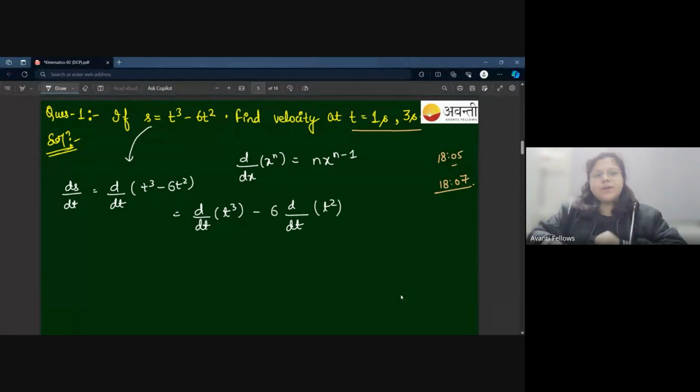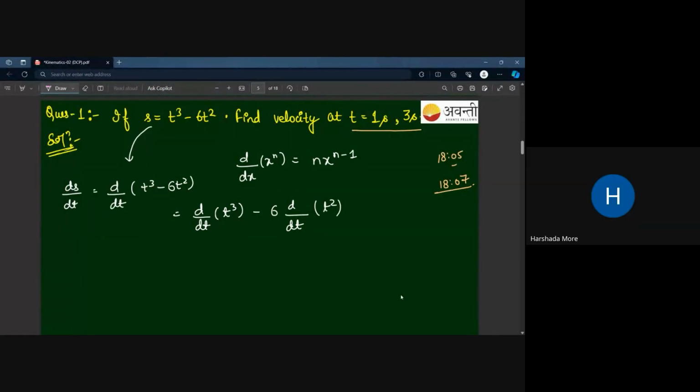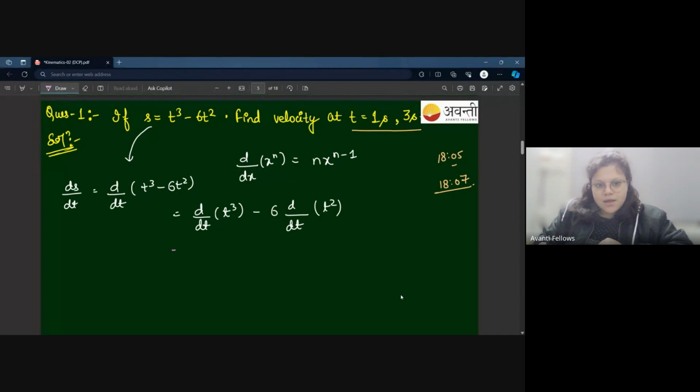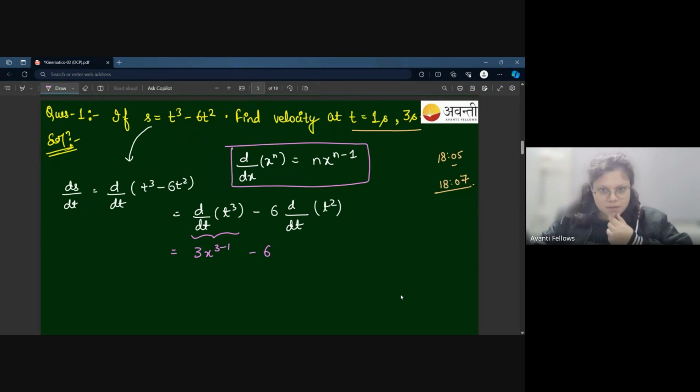Is it okay, Gayatri? Harshita? Yes, ma'am. Now compare this expression with the formula. At the place of x, you have t over here. At the place of n, you have 3 over here. So it would be 3t raised to 3 minus 1, that is 3t square. In this part of the expression, you have t at the place of x and 2 at the place of n. So you will write 2t raised to 2 minus 1.